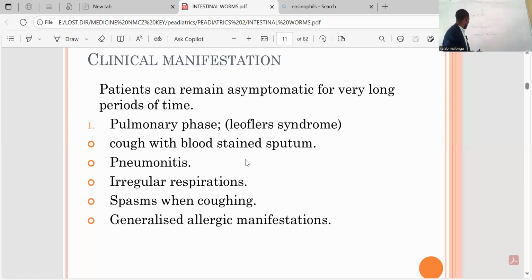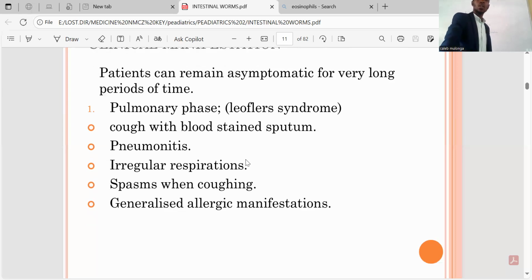Number four, we have spasms when coughing. Spasms are basically more like squeezes. So there will be spasms when coughing, and these spasms are as a result of the presence of the worms in the respiratory system or in the throat, because they are worms that are migrating through the airway. And because of that, there will be spasms.